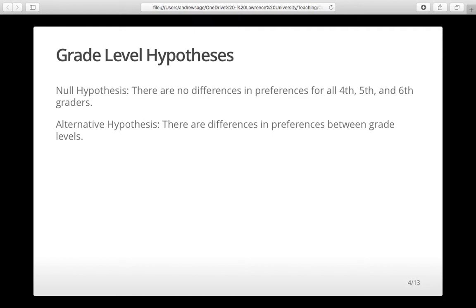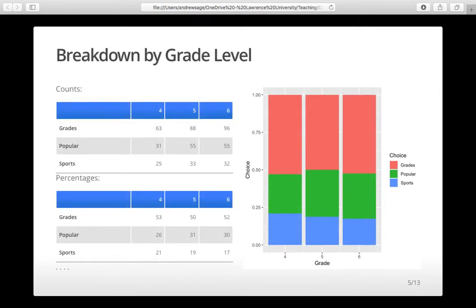We'll start by looking for differences between the grade levels. As we saw before, our null hypothesis will be that there are no differences in preferences for 4th, 5th, and 6th graders, and our alternative hypothesis will be that there are differences in preferences between the grade levels. We now have three different grade levels to consider, so the two sample procedures that we've seen previously won't work here. Let's take a look at the data.